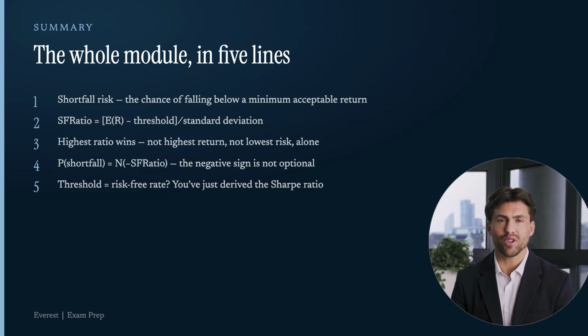Shortfall risk is the chance of falling below a minimum acceptable return, over some horizon. The safety first ratio is expected return, minus that threshold, divided by standard deviation. The highest safety first ratio wins, not the highest expected return and not the lowest standard deviation on their own. To get the actual probability of falling short, take N of negative the ratio. And remember that negative sign is not optional. And when the threshold happens to be the risk-free rate, you've just derived the Sharpe ratio from a completely different direction.